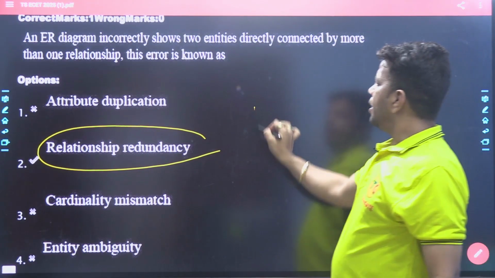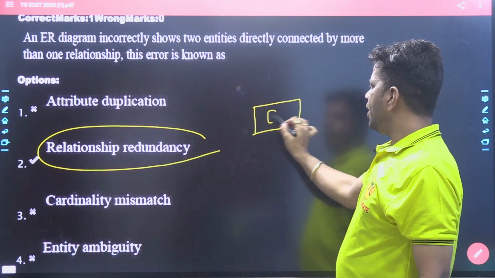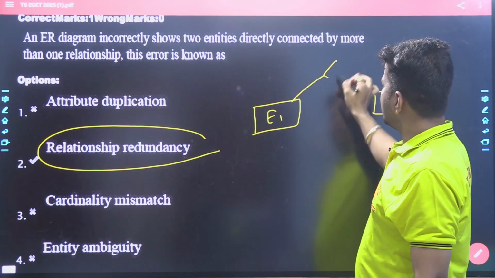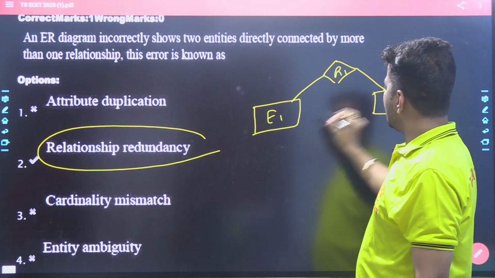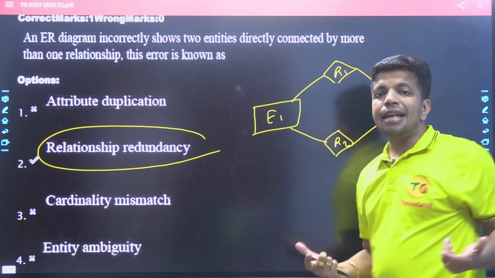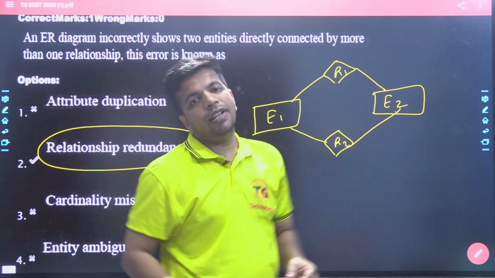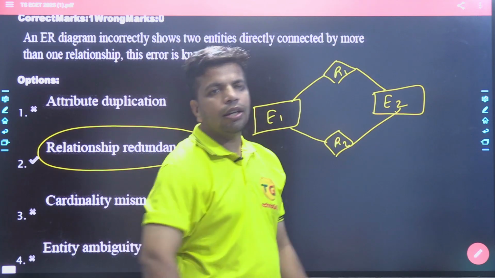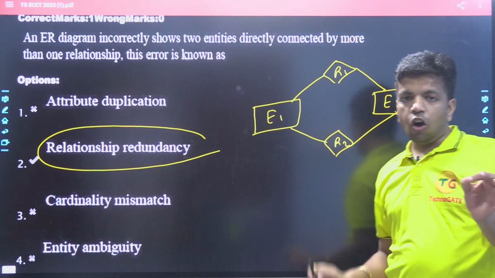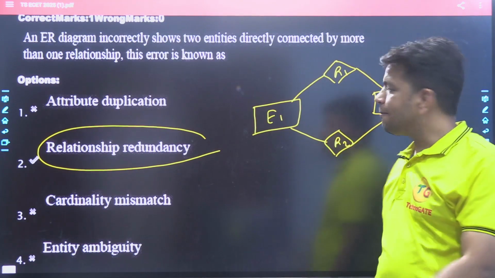See, there are two entities, E1, E2. If there is one relationship between them, R1, and there is another relationship between them, R2. Means two entities are there but two different relationships between them. That would be the error that is called relationship redundancy. More than one relationship between two entities is wrong. That is not a correct thing.